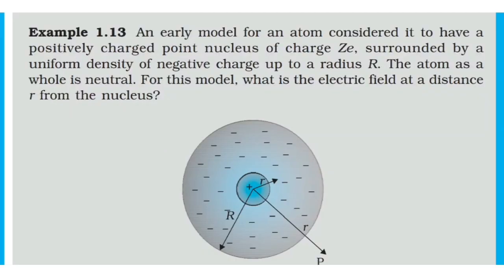Now coming to example 113, an early model for an atom considered it to have a positively charged point nucleus of charge Ze surrounded by a uniform density of negative charge up to radius R. The atom as a whole is neutral. For this model, what is the electric field at a distance r from the nucleus?